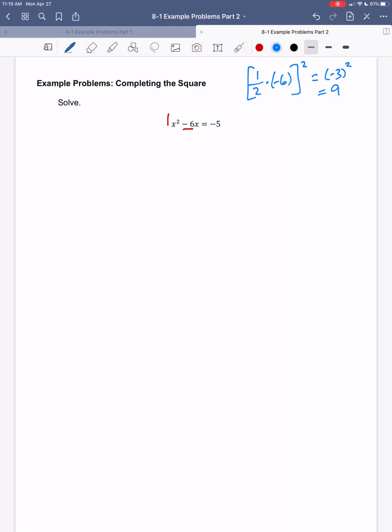Now, just as a note, when you're doing these problems, this negative in front of the 6 really ends up not being important for finding this special number. If I would have just said, what's 1/2 of 6 squared? Well, then I would get 3 squared instead of -3 squared, but it would still be 9. This special number is going to be 9 no matter what. So I'm going to get x squared minus 6x plus 9 equals -5 plus 9.